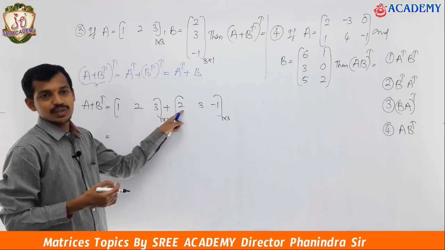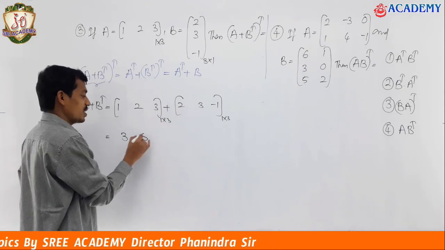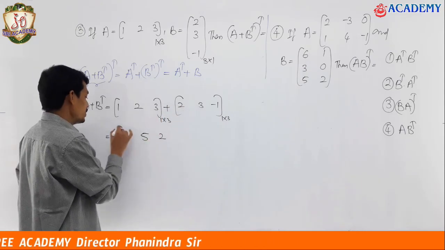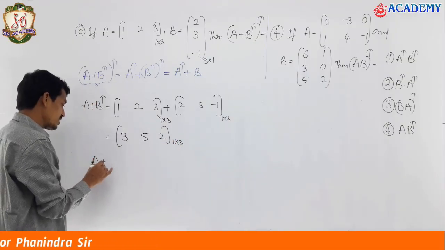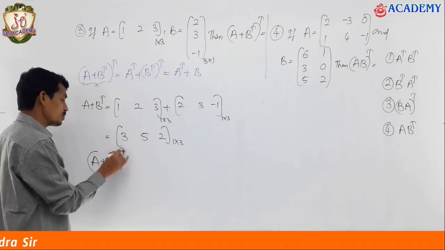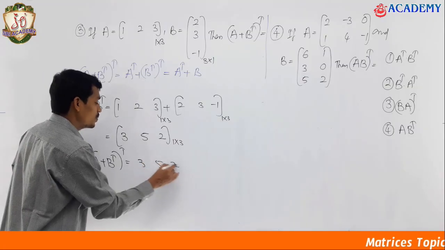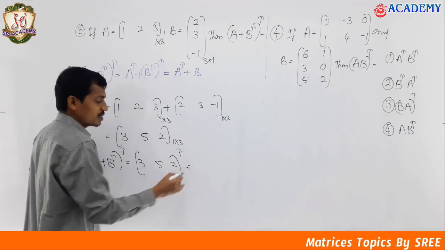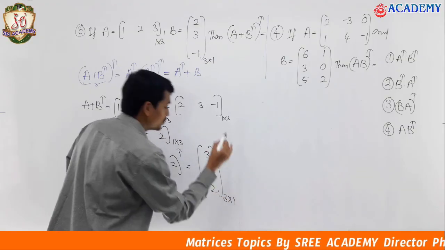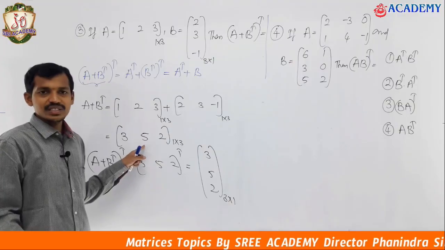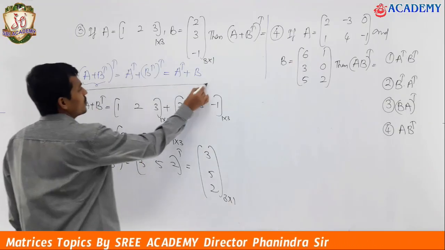That is 1 plus 2. Corresponding elements you have to add. 1 plus 2 is 3. 2 plus 3 is 5. 3 minus 1 is 2. This is going to be of order 1 by 3. But you want (A plus B transpose) whole transpose, so you have to transpose this matrix. That is 3, 5, 2 transposed, which is going to be 3, 5, 2 as a column. That is 3 by 1. This answer is going to be in the options, but you have to choose the correct answer. That's why if you apply the property, you will get it right like this.